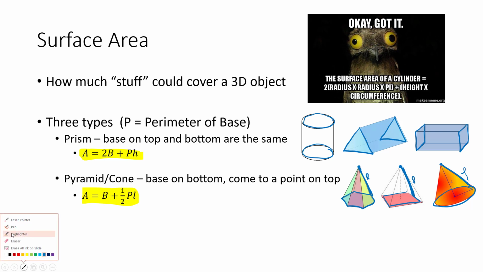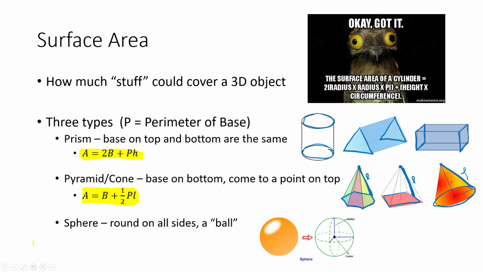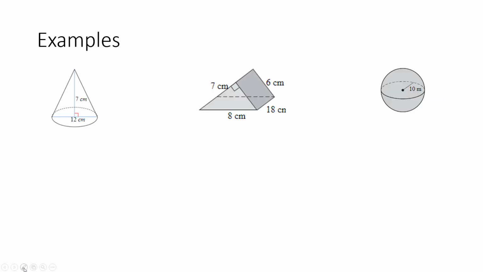All right, last shape then is the sphere, the round ball. And its formula is actually the most simple of all. It's just 4 pi r squared. So let's take a look at examples. Same examples we did with volume, but this time instead of filling them with paint, we are going to paint them on the outside. This first one's a cone.